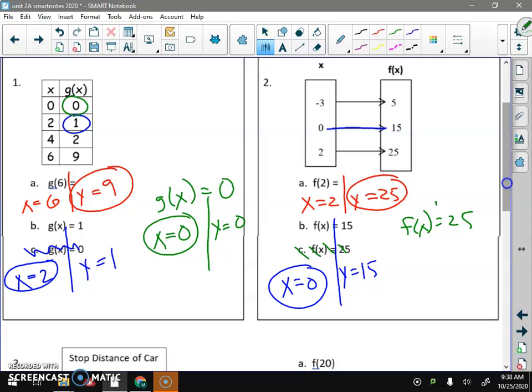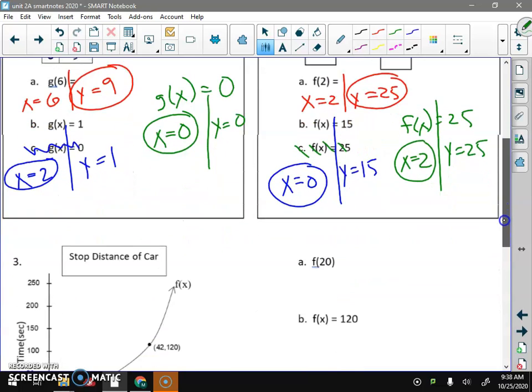Draw your grade wall. y equals, x equals. y equals 25. x is, you guessed it, 2. Don't forget you got to circle. Excellent job. Now we're going to do it off the graph.